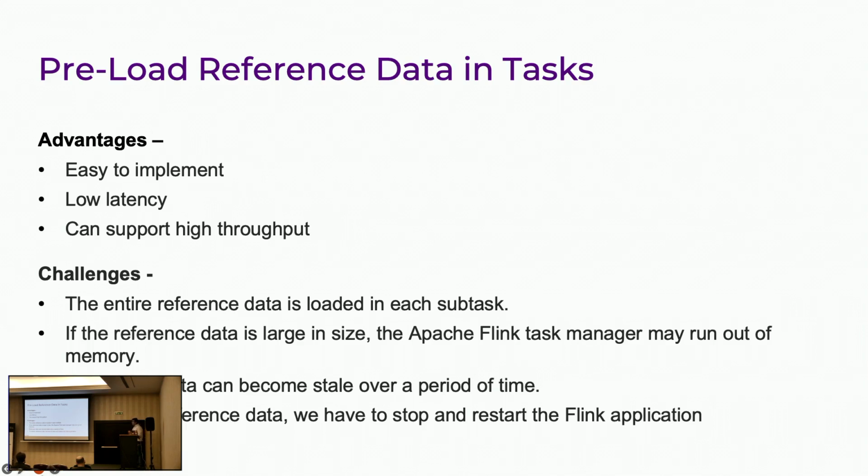However, the challenge is that the entire reference data has to be loaded in each subtask's memory. So if your reference data is big in size, it's not a very scalable approach. Your task manager will run out of memory. Also, your reference data can go stale over a period of time. And if you need to refresh the reference data, you have to stop the Flink application and restart it again.